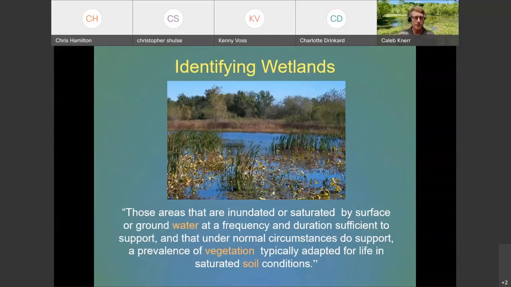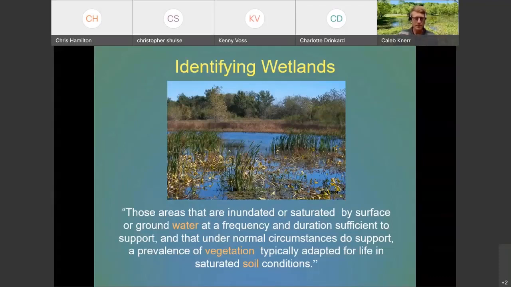So next I'm going to go into identifying wetlands as another water of the U.S. subject to Clean Water Act permitting. Wetlands are defined as areas that are inundated or saturated by surface or groundwater at a frequency and duration that support, under normal circumstances, vegetation that is typically adapted for life in saturated soil conditions. So what that's saying is basically if you have enough water for long enough time, the vegetation is going to reflect that, and the soil will likely reflect that as well.